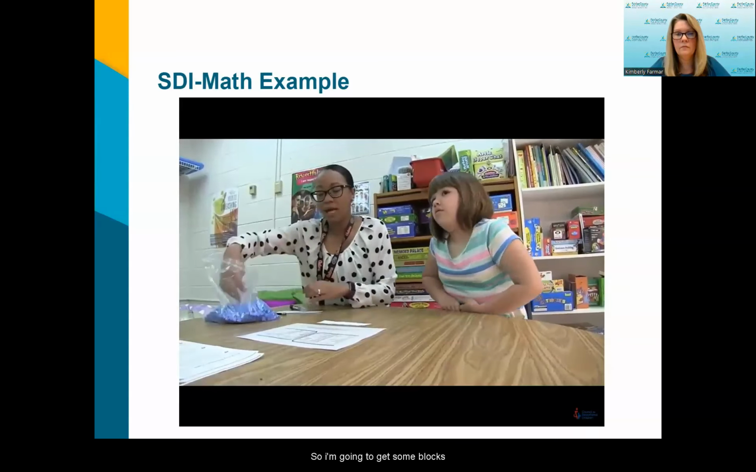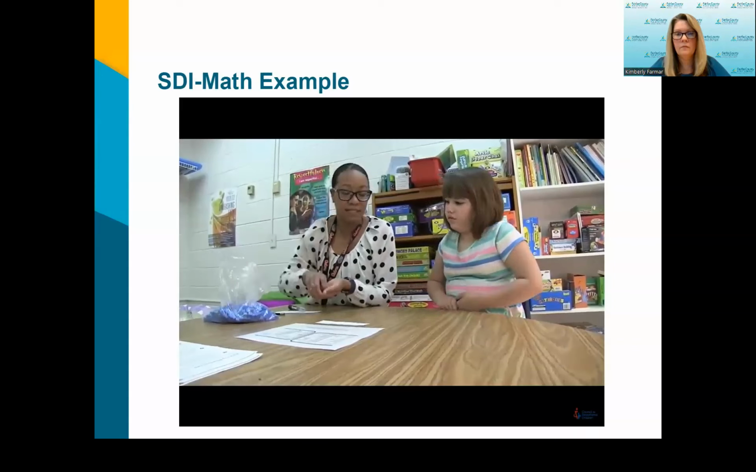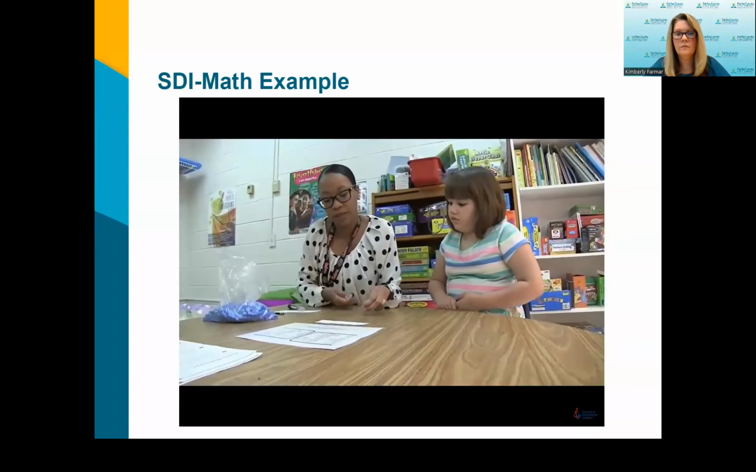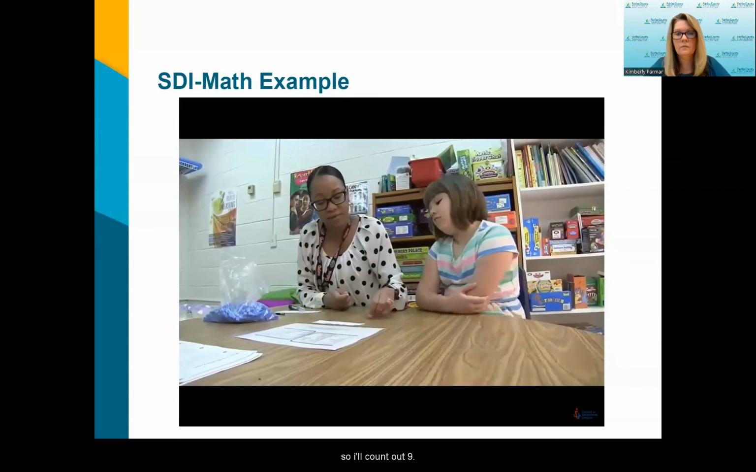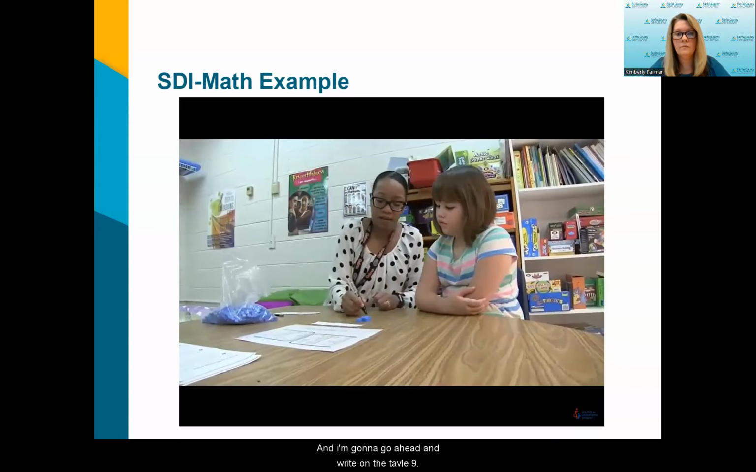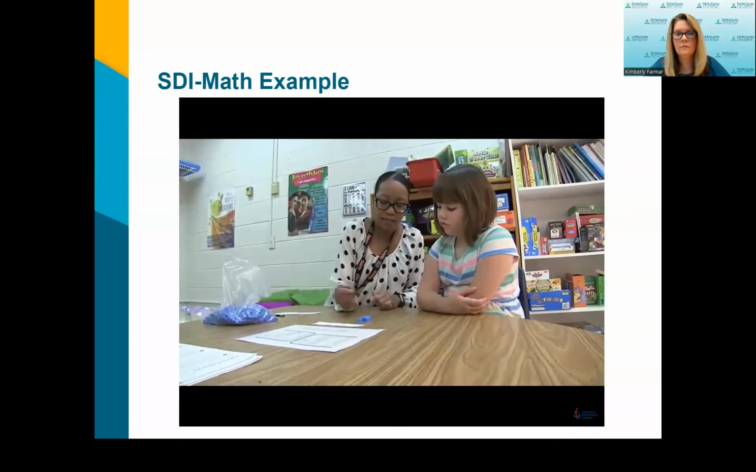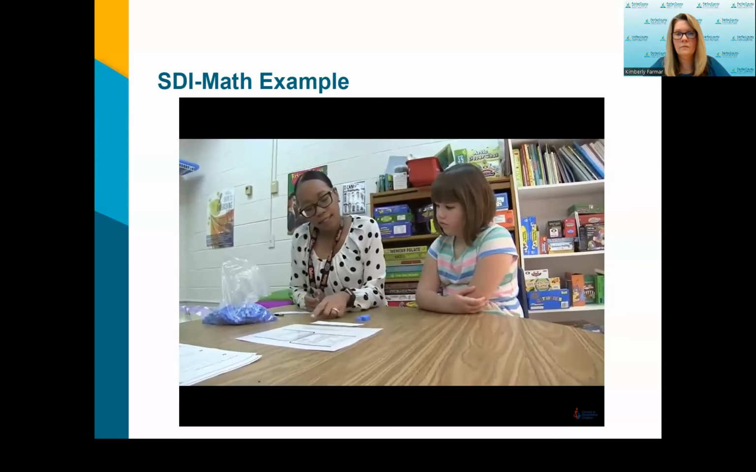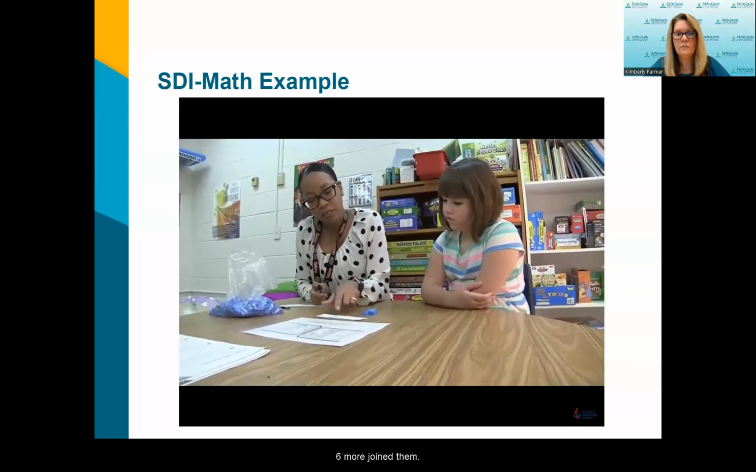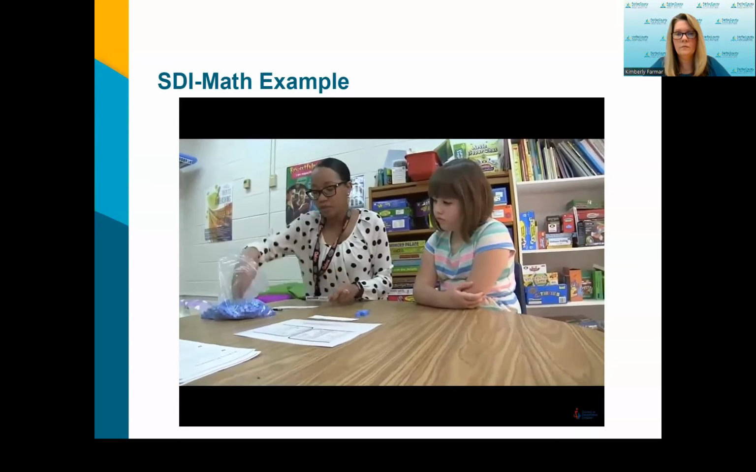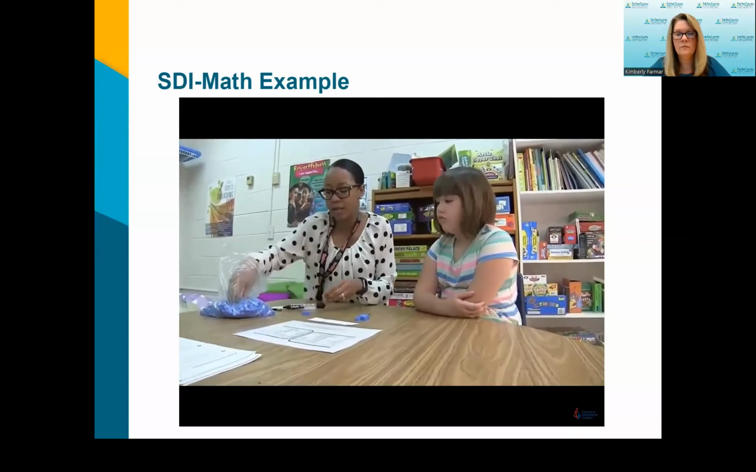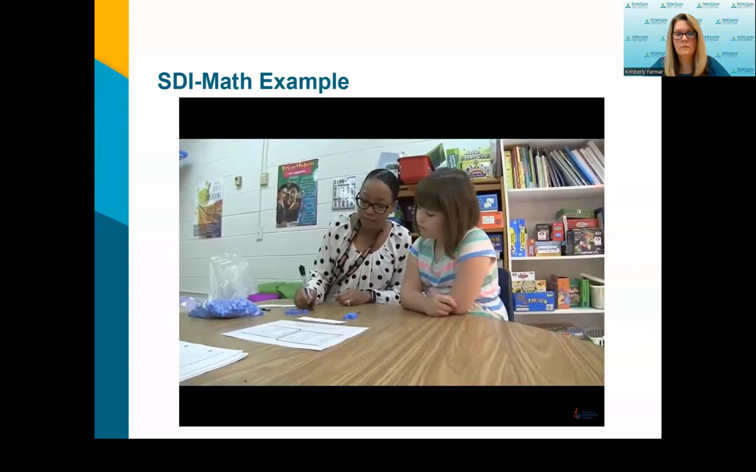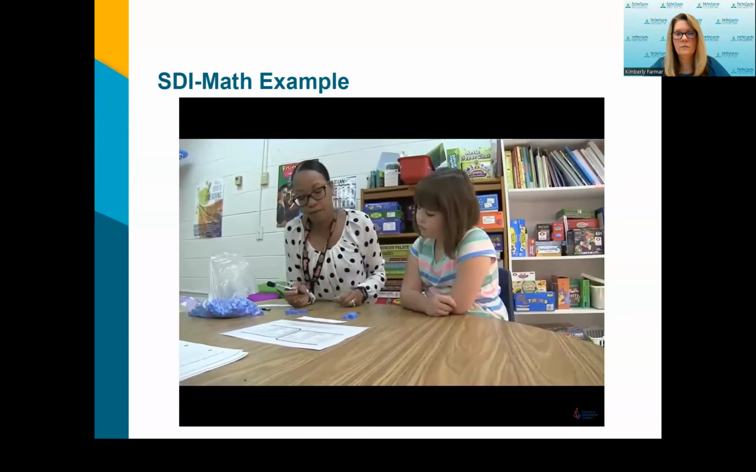So I'm going to get some blocks because it helps if I can see what I'm working with. And I know that there are 9 students playing in the grass, so I'll count out 9. And I can go ahead and write on the table 9. And then it says 6 more join. So I'm going to go back to my bag of manipulatives and add 6 more blocks. I'll go ahead and write a big 6 on the table.